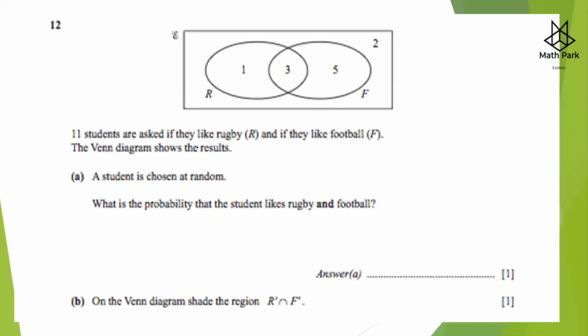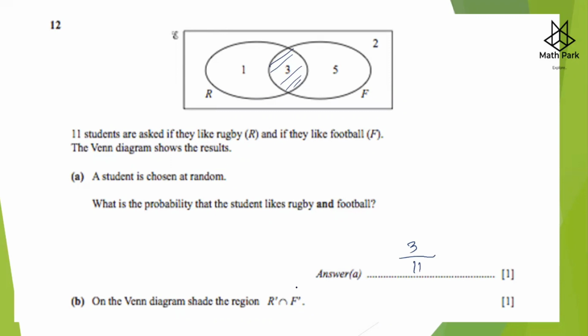Now, question number 12. 11 students are asked if they like rugby and if they like football. The Venn diagram shows the results. A student is chosen at random. What is the probability that the student likes rugby and football? So rugby and football is this part. There are 3 students who like rugby and football and the total number of students is 11. So 3 by 11 is the probability.